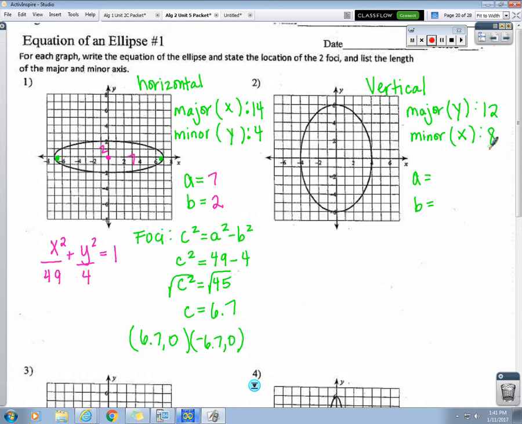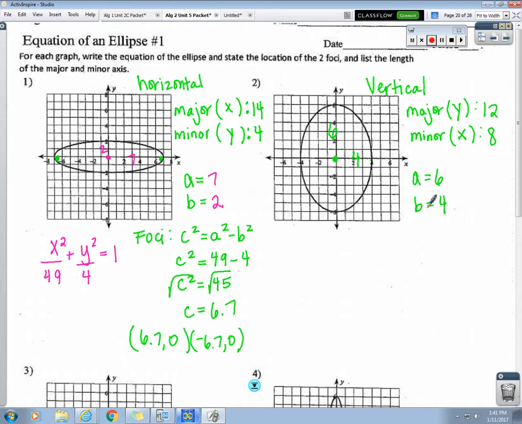What's the question? Okay, so now we need to figure out the A and the B. And we know A has to be the bigger number. So, what is the length from the center to the side of the ellipse? 4 units. What's the length from the center to the top? 6. So that makes A 6 and B 4, correct?